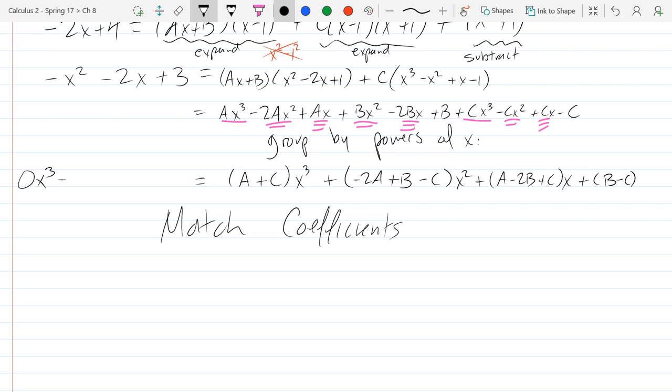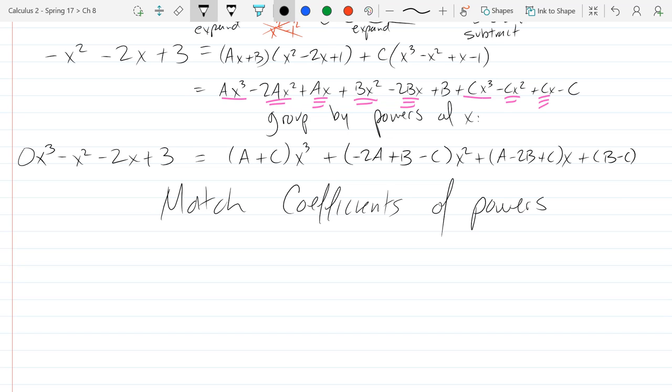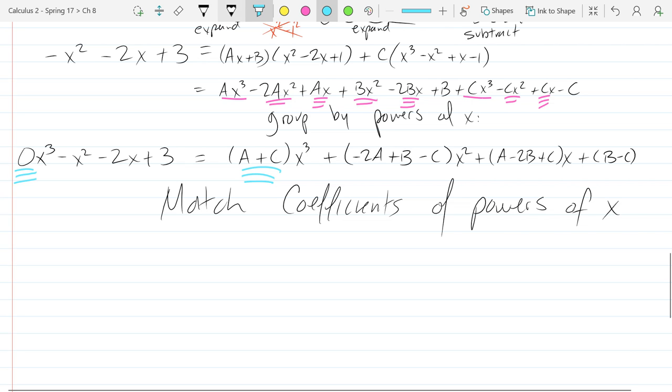And then I can copy the rest down. We're not missing any other powers. Minus x squared minus 2x plus 3. So I'll underline in blue now what we're matching. So we're matching coefficients of powers of x. So we'll start with higher powers because that's how we started last time. So for the cube, a plus c has to equal 0. So we're just matching the coefficients in front of the x cubes.